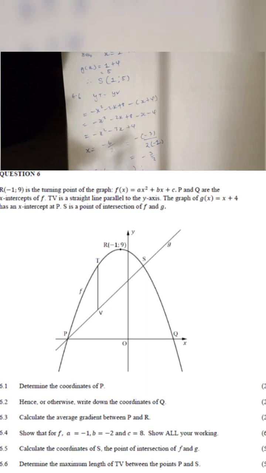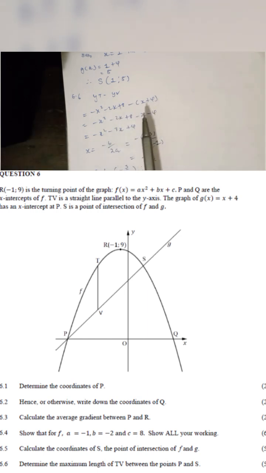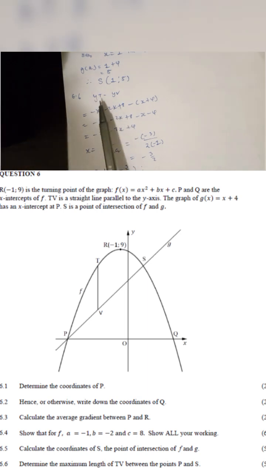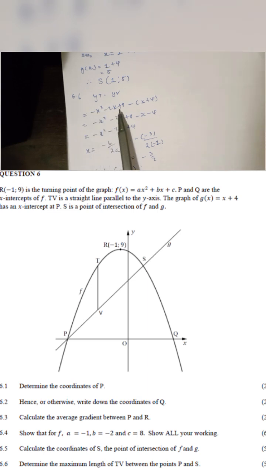yT minus yV. Then we take the y of T and the y of V. Y of T and y of V is the equation of that graph. Remember we said y is the same as g of x or f of x, so that's what we did here. So negative x squared minus 2x plus 8, that's the equation for f of x, minus x plus 4, that's the equation for g of x, because that's where V lies on. Then we simplify till we have a simple equation right there.